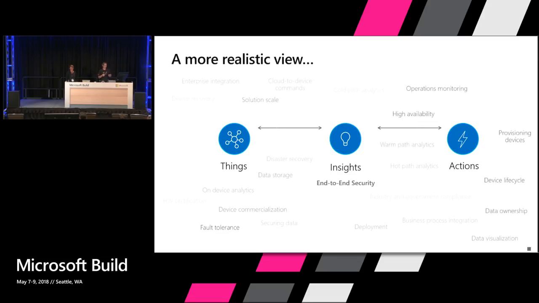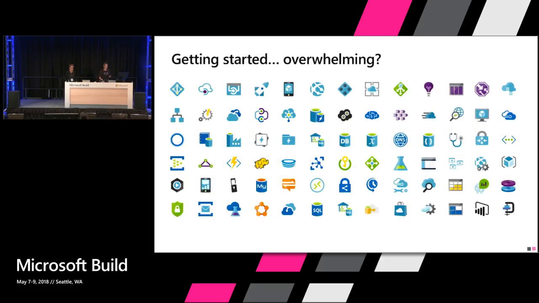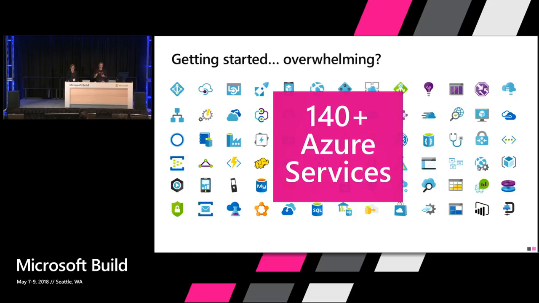Then we start to layer on a more realistic view. We have to think about things like end-to-end security and device management and solution scale or high availability. And then we start layering technology on top. There are over 140 Azure services. Sometimes it feels to me that updates to services or new services get released almost daily. So it's a very rapidly churning technology landscape in the cloud space and definitely the IoT space as well.